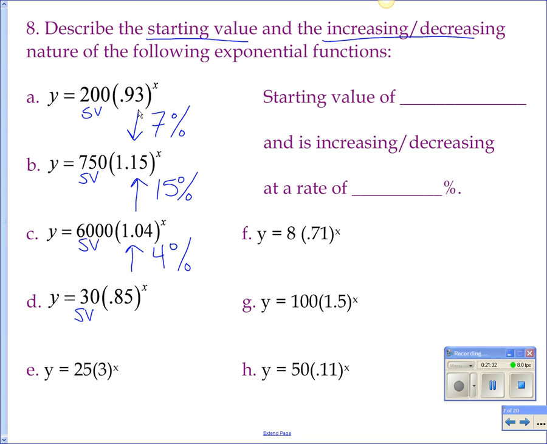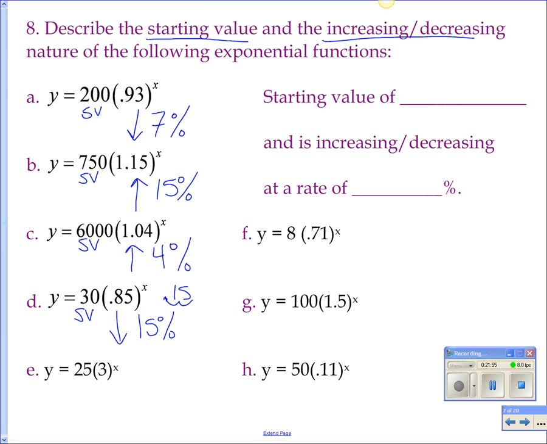So that means it's going down. And what is 0.15 as a percent, Dylan? Here's 0.15. Move it 2 places back. So that is 15%. Okay, E is kind of weird.